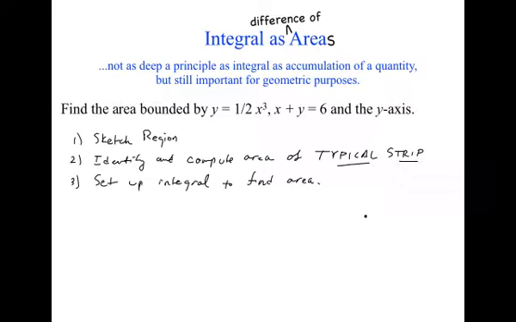Let's go ahead and talk about the x plus y equals 6. Here's the typical strip. Let's go from the top, the x plus y curve, to the 1/2 x cubed here. The area equals base times height, so if you look at the base as the 1/2 x cubed, and the height as x plus y equals 6.